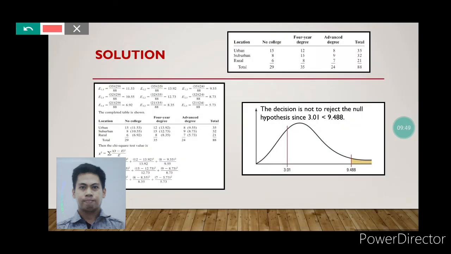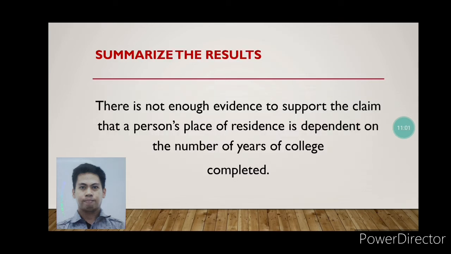And now step 4 is to make decision. And the decision is not to reject the null hypothesis, since 3.01 is less than 9.488. And the last one is to summarize the result. Since the null hypothesis is not rejected, there is not enough evidence to support the claim that a person's place of residence is dependent on the number of years of college completed.